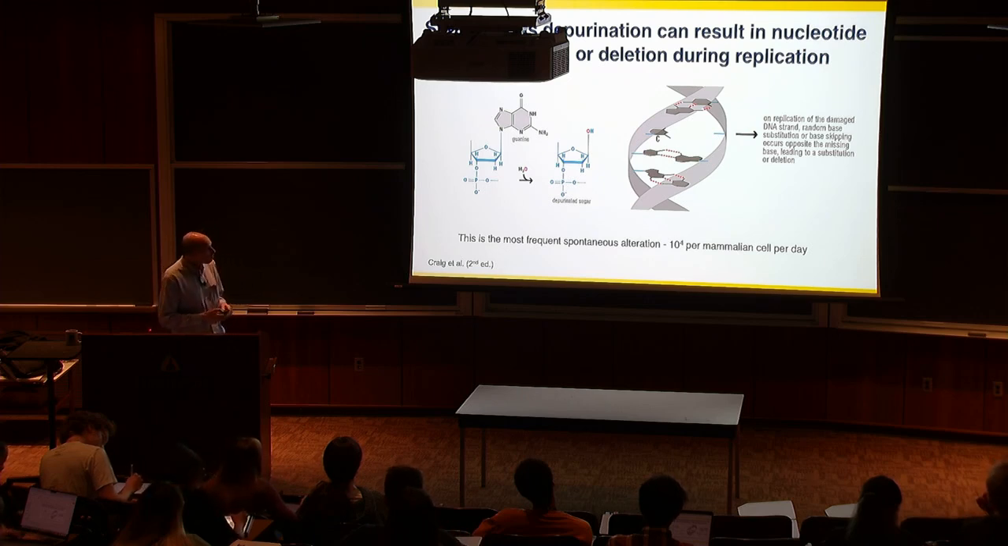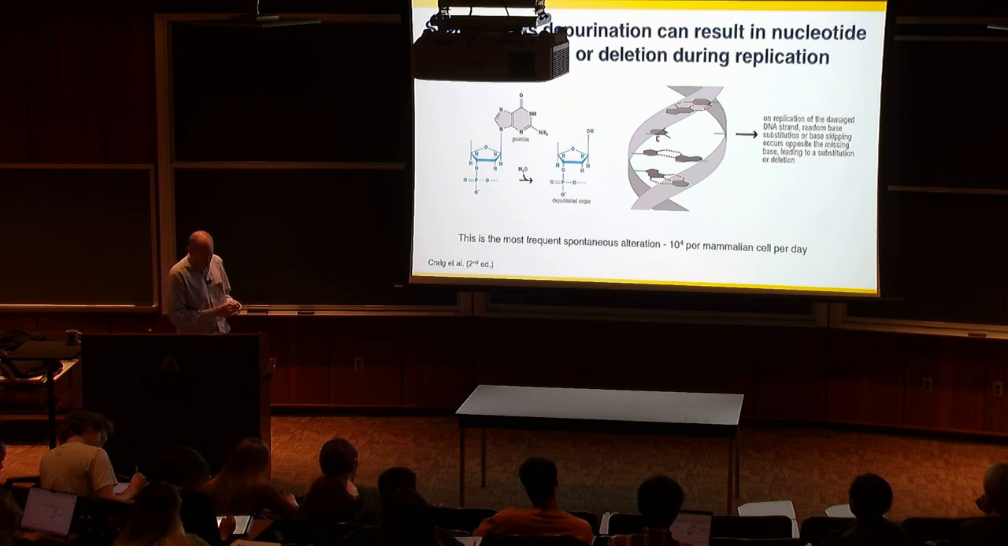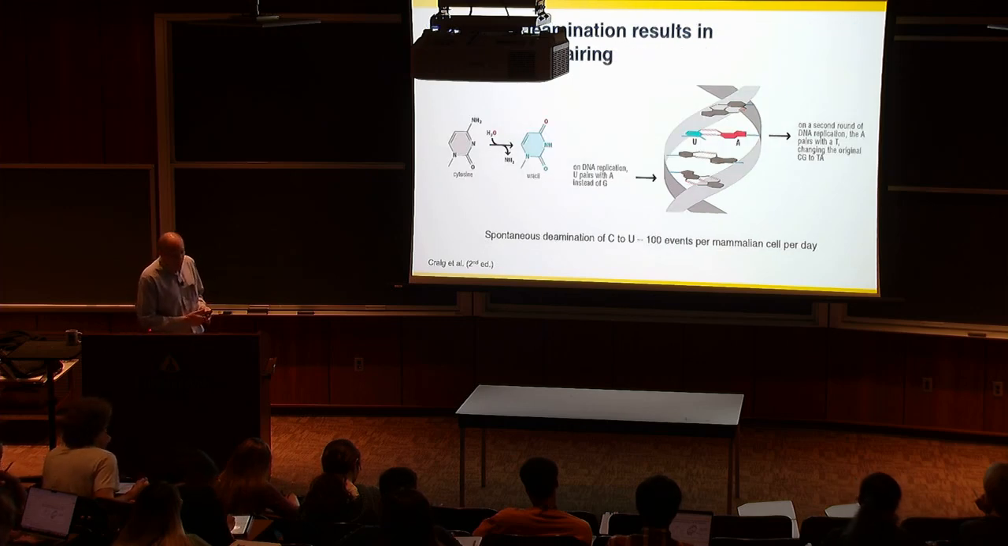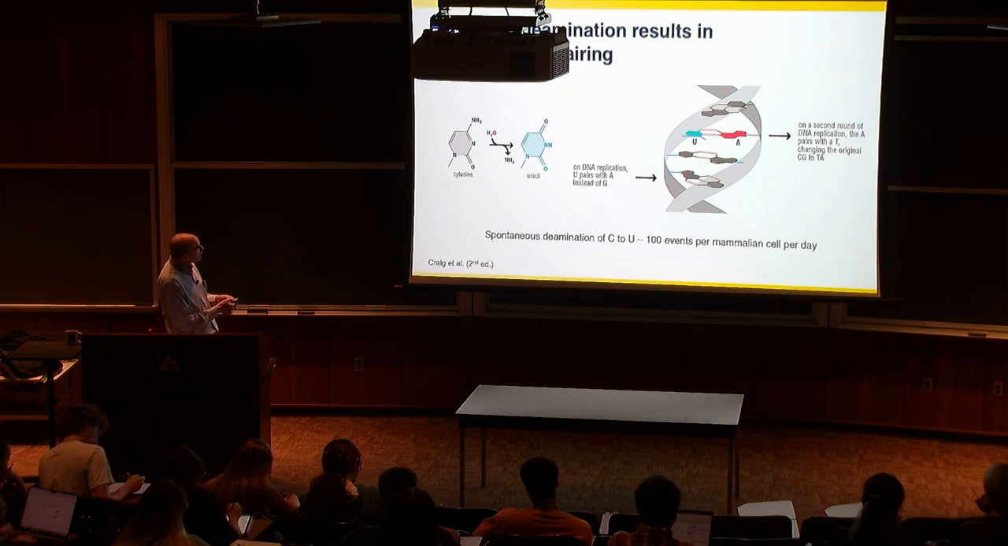So for any cell, say summed over a day, there are thousands of these depurination events, where the base just drops off, and now you have a depurinated sugar. And that, again, is recognized by enzymes that are looking for this sort of error. So it's not as bad as it could be. And then finally, here's one more. This is a spontaneous reaction. It's the hydrolytic deamination of cytosine.